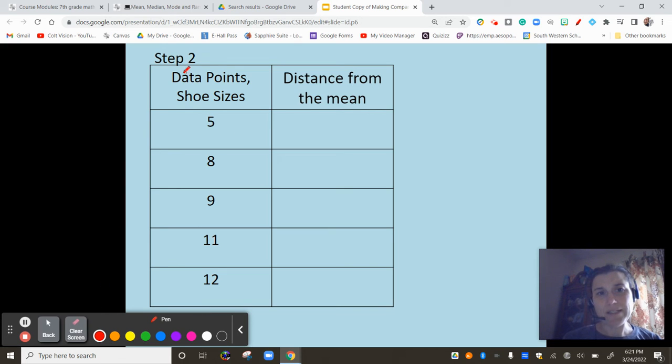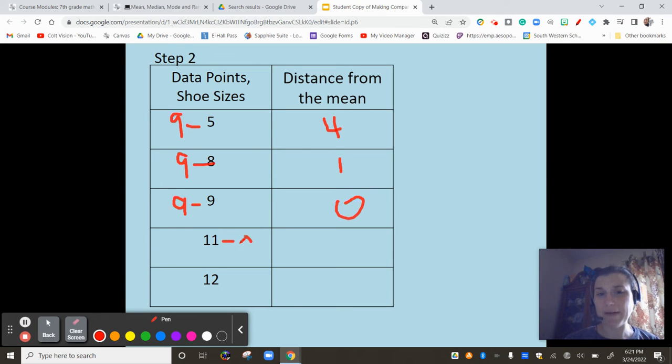Now what I'm going to do is step 2, subtract each number from the mean. So I'm going to do 9 minus 5. And then 9, the mean, minus 1. And minus 8 is 1. And then 9, the mean, minus 9 is 0, because that number is the mean. It's actually the median too.